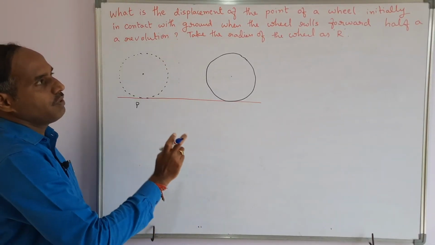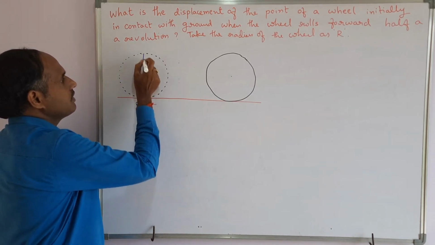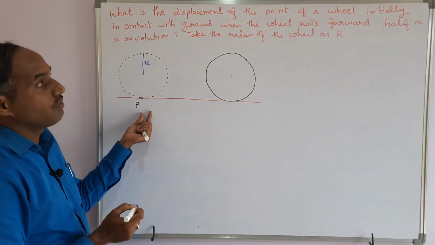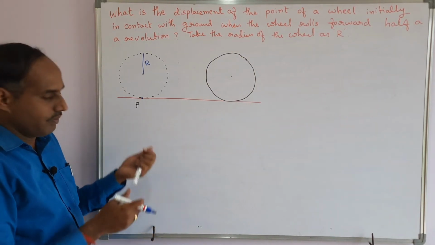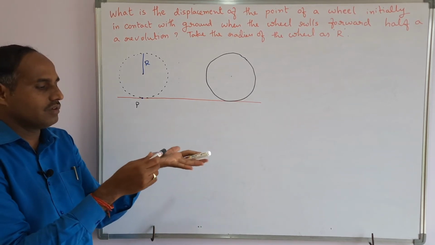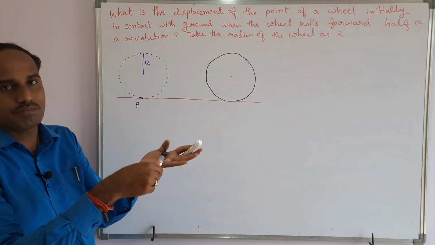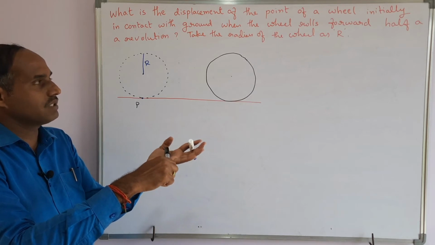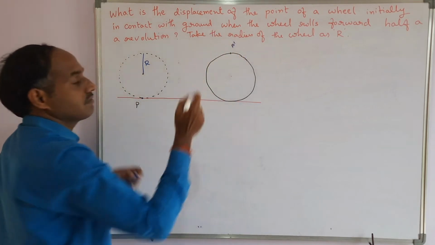What is the displacement of a point P of a wheel initially in contact with the ground? Let this be the wheel whose radius is R, and one point of the wheel is in contact with the ground initially. When the wheel rolls forward for half a revolution, let this cap be the point which is in contact with the surface. When it rolls here, after half a revolution this point comes to the top, to here, let us say P dash.